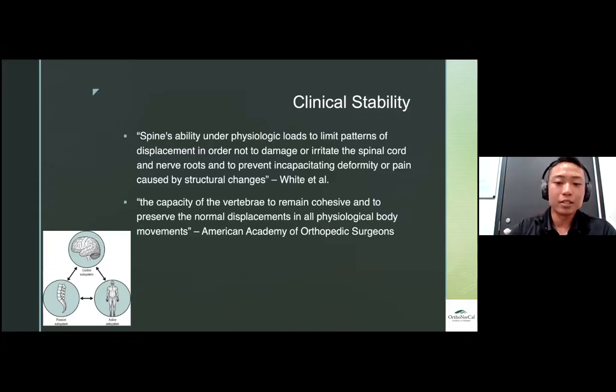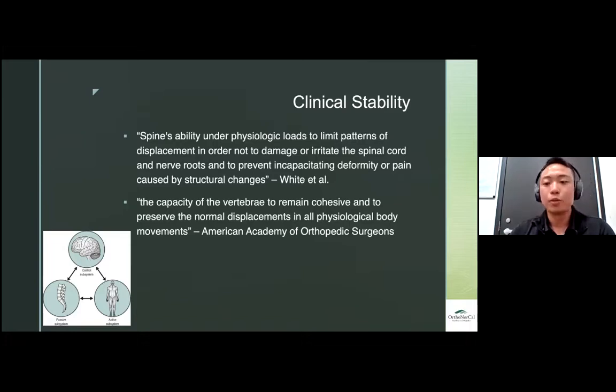Now, I like the following definition a little bit better, from the American Academy of Orthopedic Surgeons. They define clinical stability of the spine as the capacity of the vertebrae to remain cohesive and to preserve the normal displacements in all physiological body movements. The key factor there, I think, is the physiological body movements, in my opinion. You don't maintain stability just in a static position. No one is built just to stand still or sit still for the rest of their life. So you have to maintain stability throughout the movement.